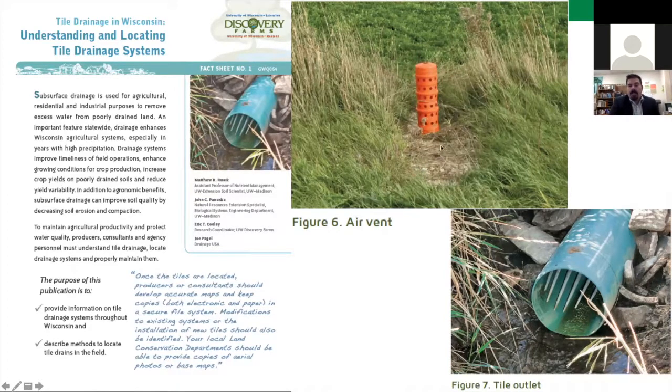Okay, so a couple things with that. Know where your air vent is. Make sure you're not applying manure around it or near it, because that's actually a direct conduit. Make sure it's not clogged. Make sure it's functioning properly. Second thing, tile outlets. Make sure they're not clogged.